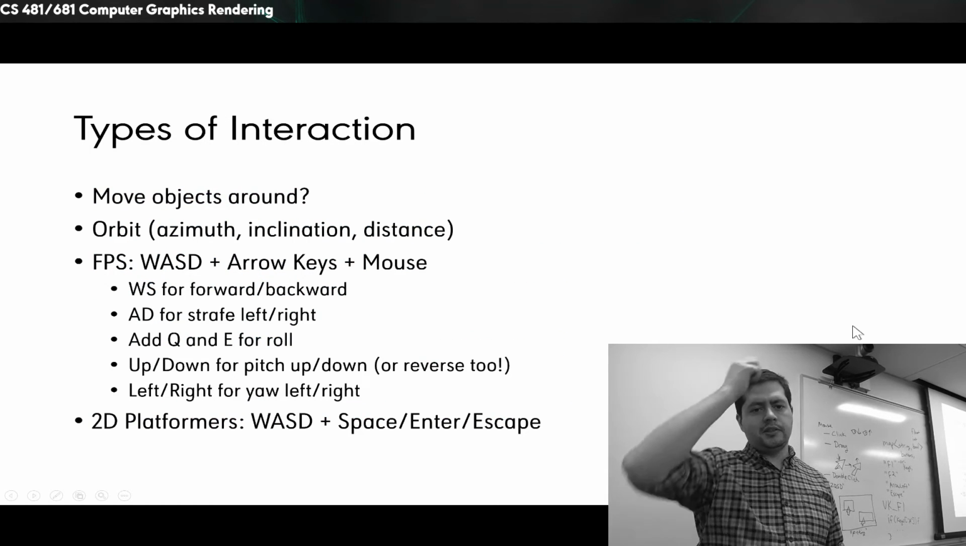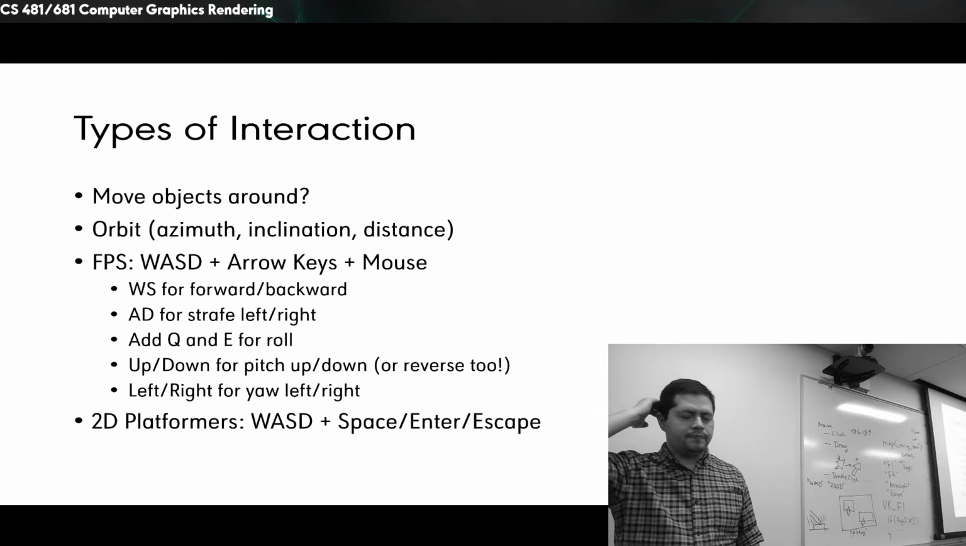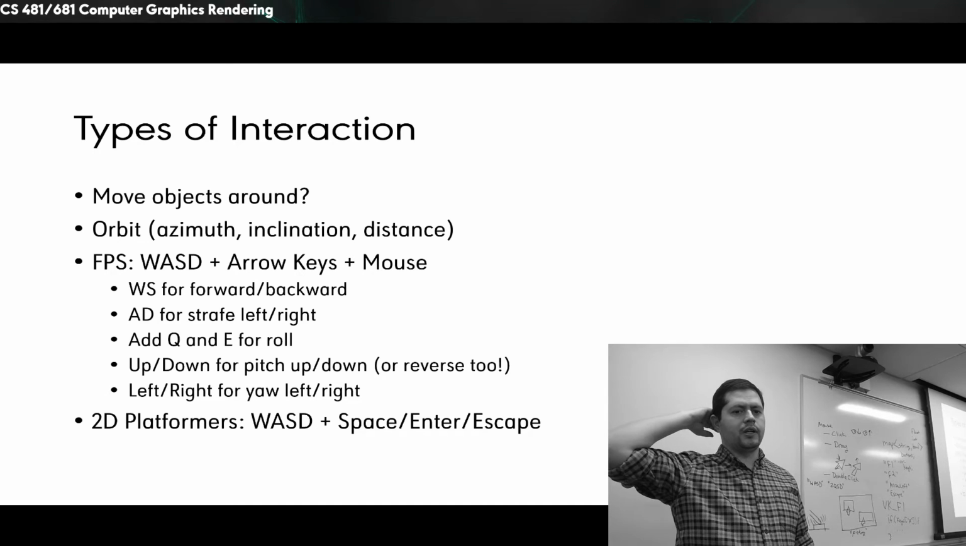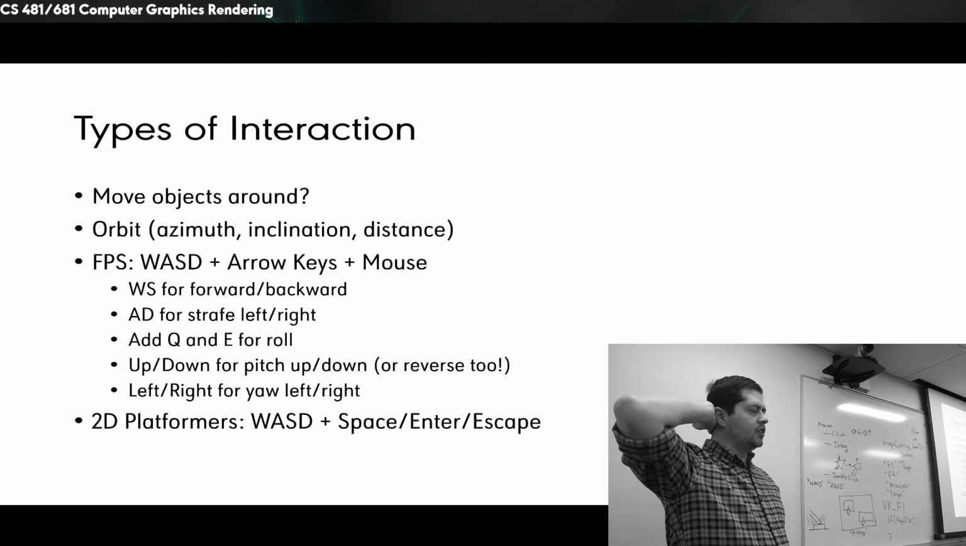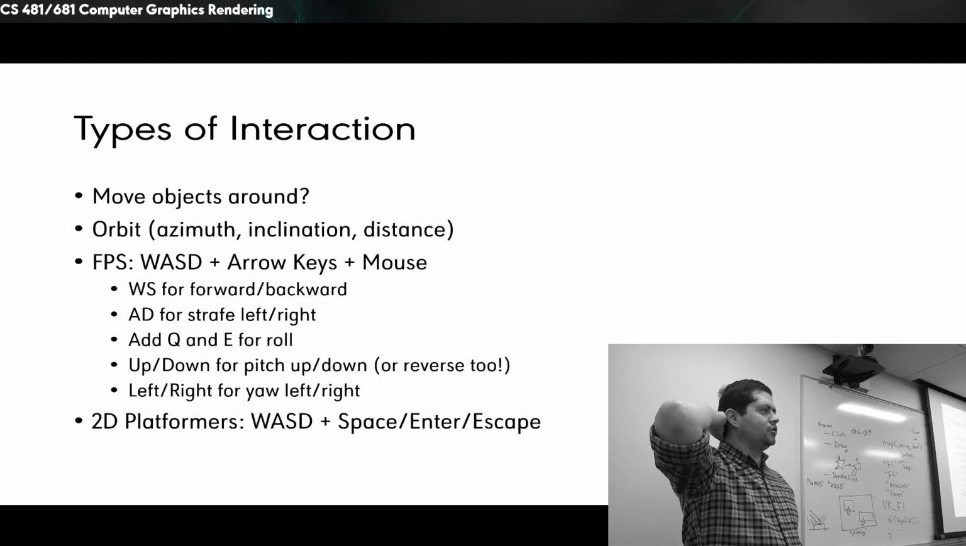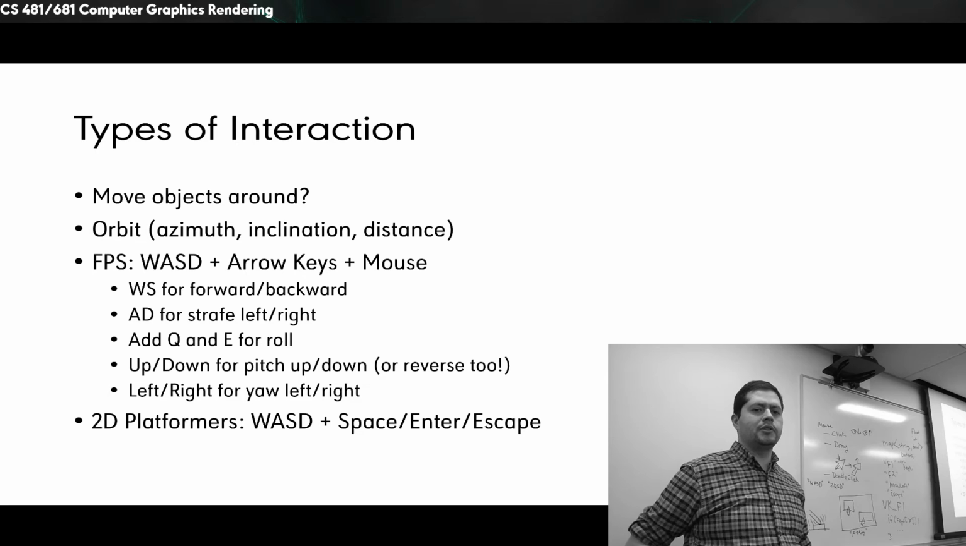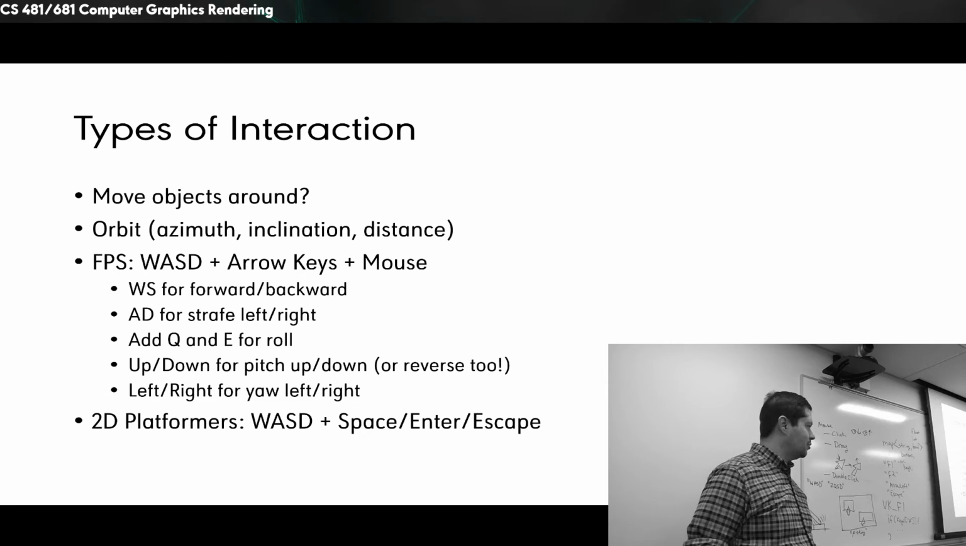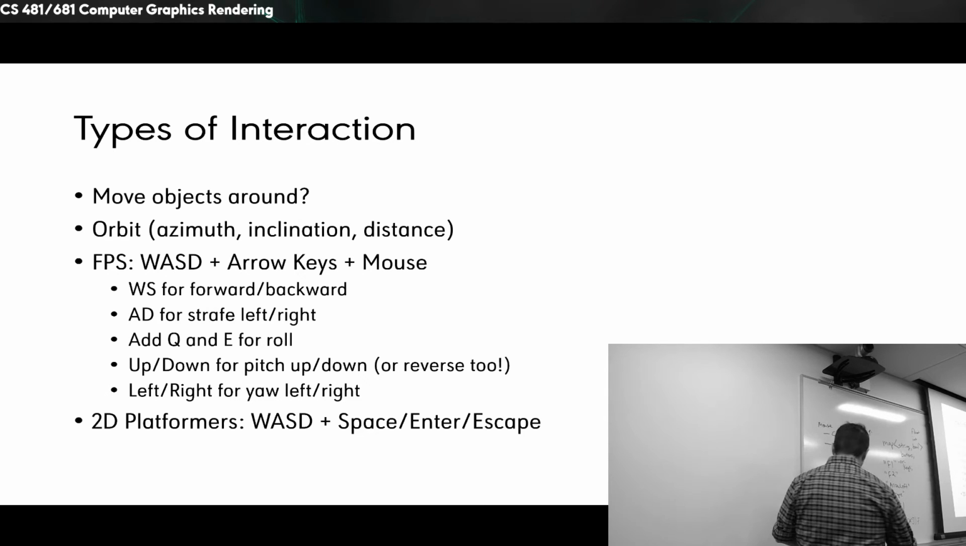Okay, so let's talk about types of interaction, right? What if you want to move objects around? You have to ask yourself, that might be your use case. You're making software. Somebody says, I want to be able to move the objects around. Well, what does that mean? Okay, so let's think about this problem. If I say I want to move objects around, what does that mean?